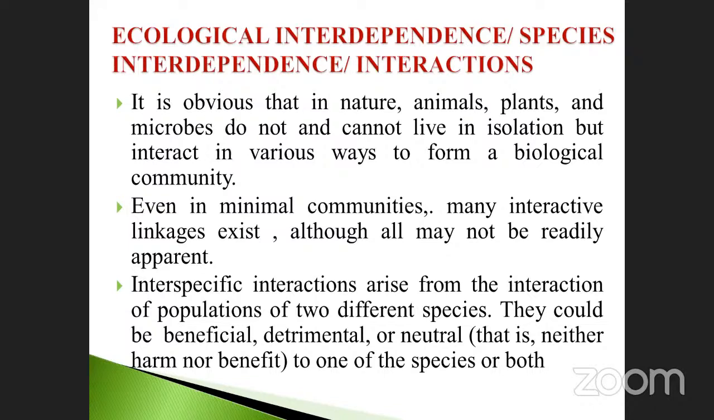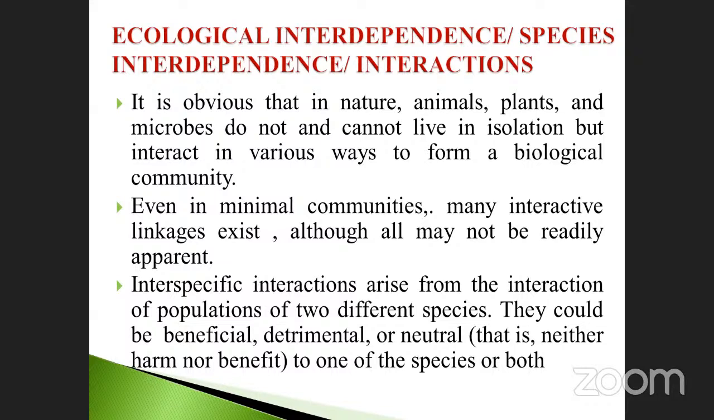Sometimes they ask question 1 or 2. It is obvious that in nature, animals, plants, and microbes do not and cannot live in isolation, but interact in various ways to form a biological community. Without this, how will the biological community be formed? Plants as well as animals live together. If it is isolated, it is not a biological community. Even in minimal communities, interactive linkages exist, although all may not be readily apparent.